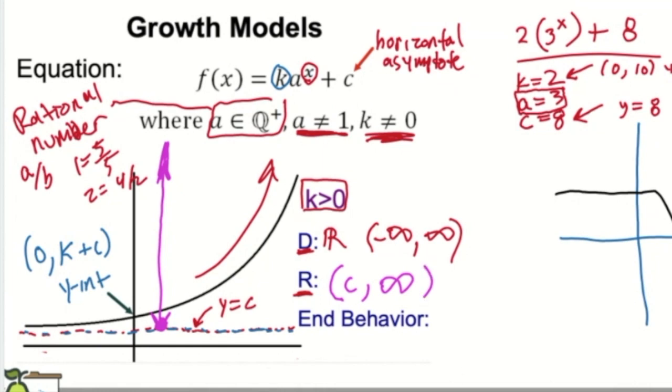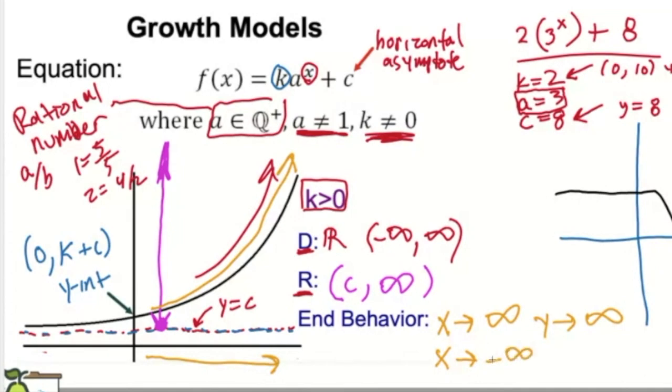infinity. And then for my behavior, we'll say as x goes to infinity, so if we're going this way, what happens to our y values? Oh, y values go to infinity. And then we go the other way, as x goes to negative infinity, so it's going this way. You notice the graph is going down like that, but it's following this horizontal asymptote here, and it's never going to cross that. So y is approaching C. So y is getting closer and closer to C.